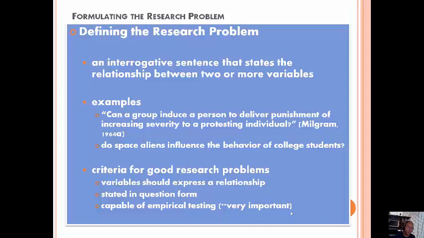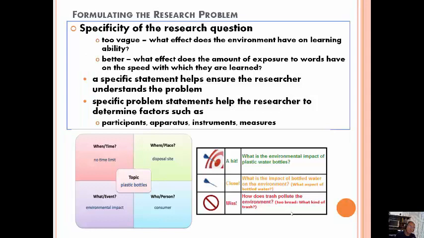You can maybe surmise the difference between the two and ask yourself whether or not one can be studied and the other can't. The criteria for good research problems: variables should express a relationship. It has to be stated in a question form, and it's capable of empirical testing, which involves quite a bit. The specificity of a research question, and we've been hitting at this idea even when we talked about honing your research idea.